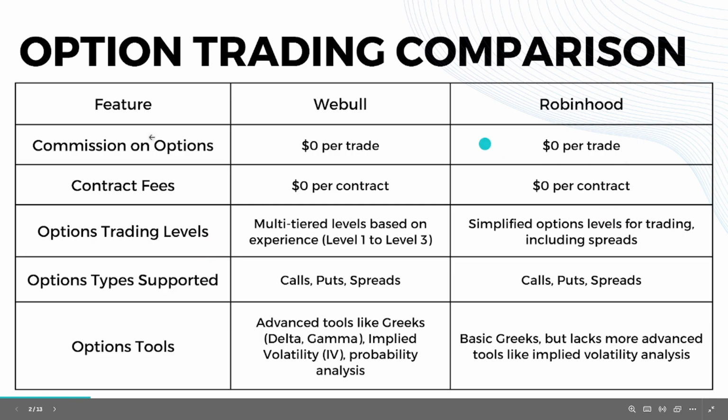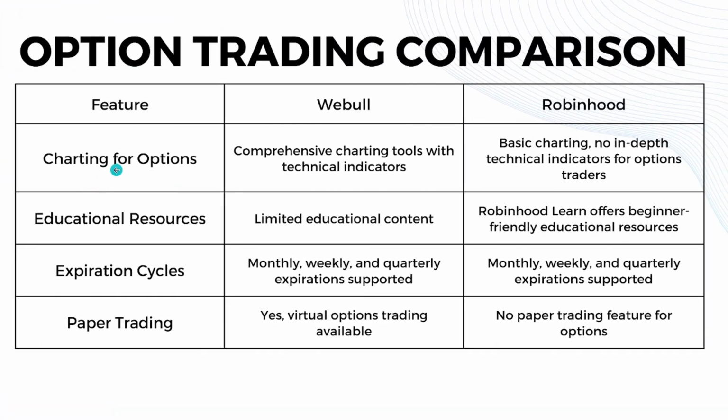And when it comes to charting for options, Webull has comprehensive charting tools with technical indicators, while Robinhood has basic charting, with no in-depth technical indicators for option traders. When it comes to educational resources, Webull has limited educational content, while Robinhood has Robinhood Learn, which offers beginner-friendly educational resources.